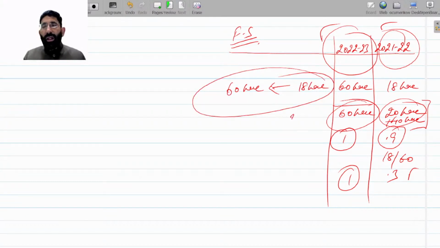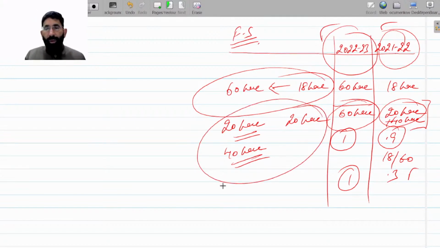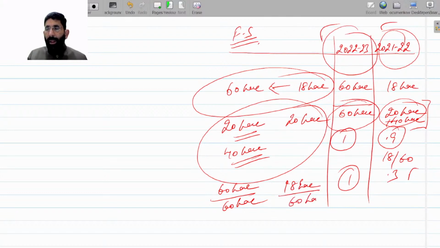And equity shares are also similar. If you see, 20 lakh, 20 lakh. But the problem is we have issued some bonus shares of 40 lakhs. The complete picture has changed, which will affect our financial statements. To keep it unimpacted, what we will do is 60 lakh divided by 60 lakh, and in the same way, 18 lakh divided by 60 lakh. In that case, it will come 1, and it will come 0.3.